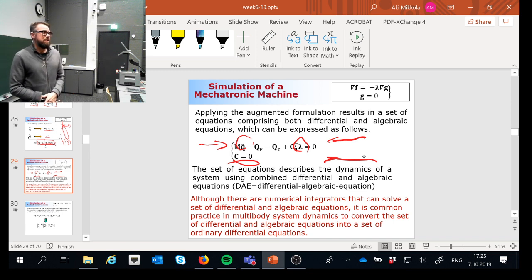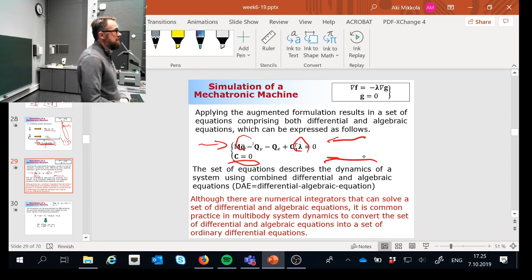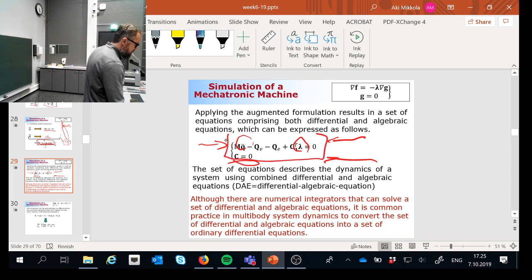But actually, when you look at the integrators that are available out there, many of them can deal with ordinary differential equations, not sets of differential algebraic equations. So that's why I'm introducing one more step here. I'm going to convert this to be expressed by ordinary differential equations. Okay? So how does it go then?